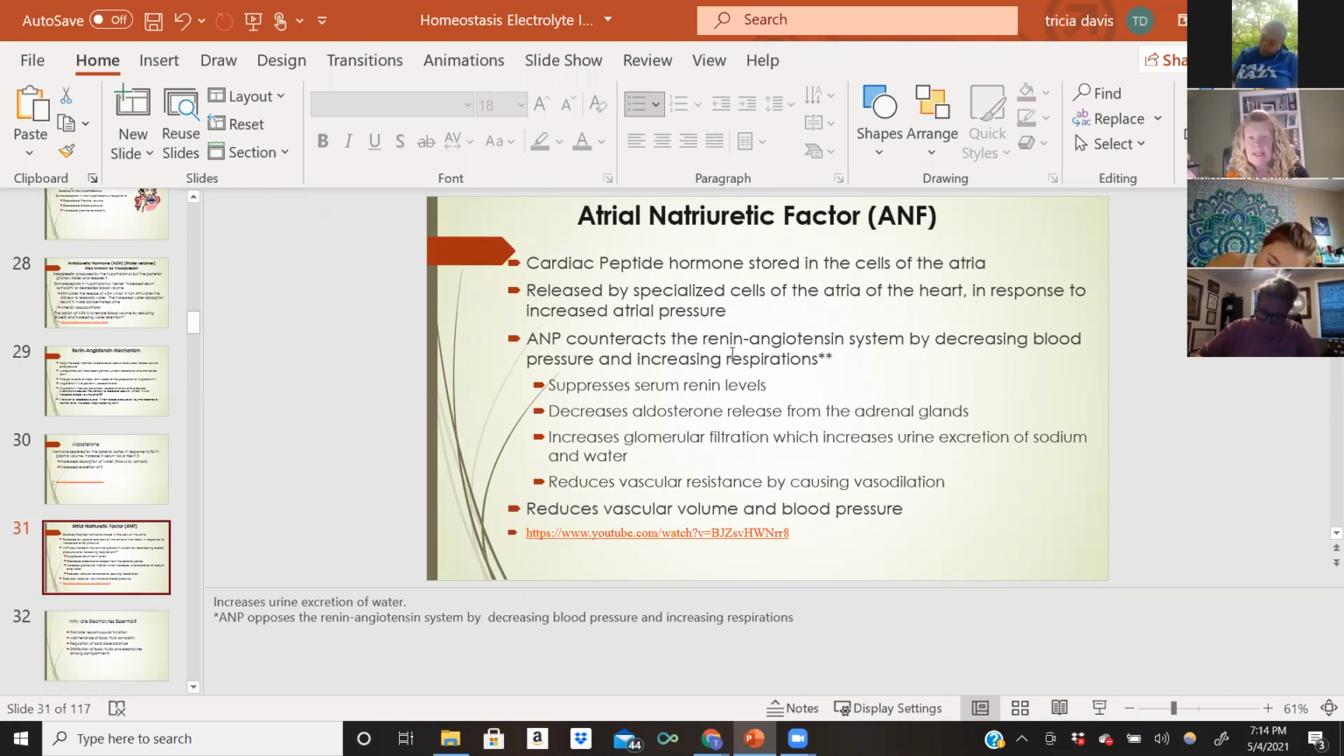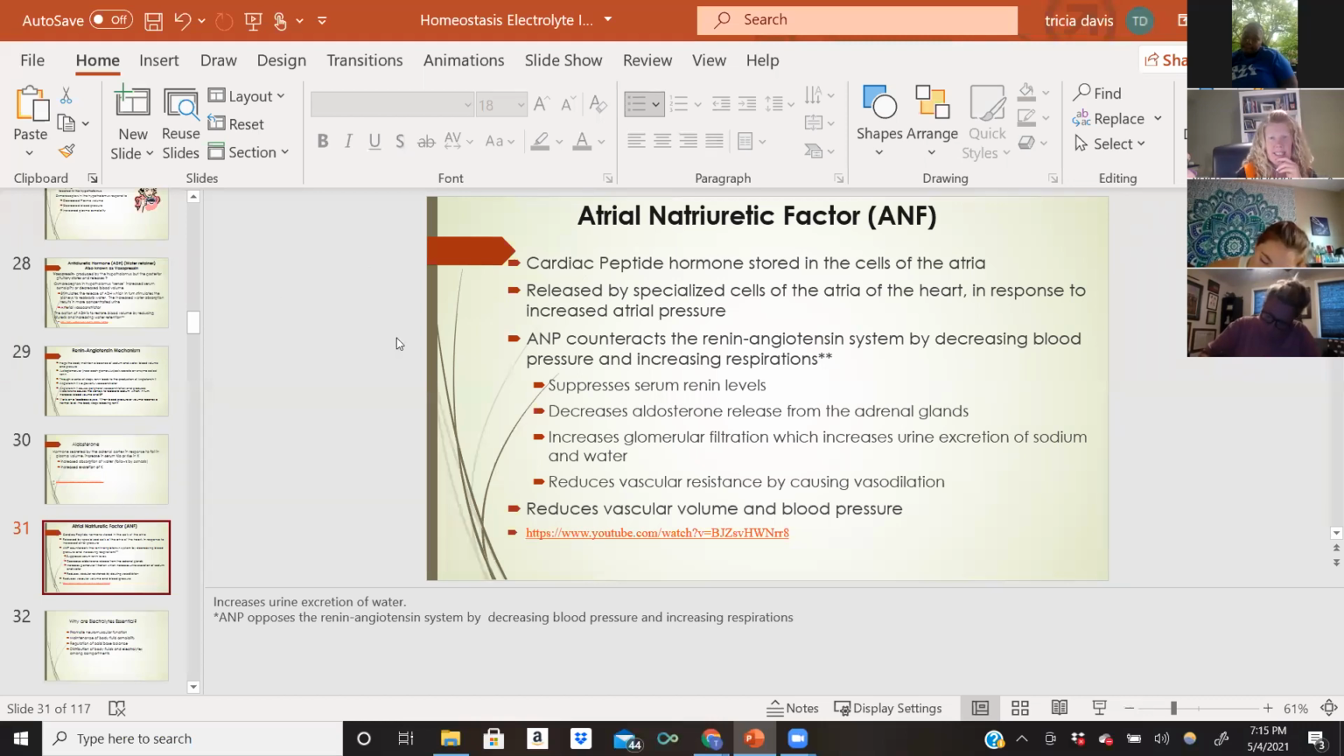It is released by certain cells in the heart in response to an increase that it senses inside the pressure of the atria. So when the pressure rises, these special cells release this cardiac peptide hormone. The atrial natriuretic factor is going to counteract, so work against the renin-angiotensin system by decreasing blood pressure, okay, and increasing respiration. So you guys need to know that.